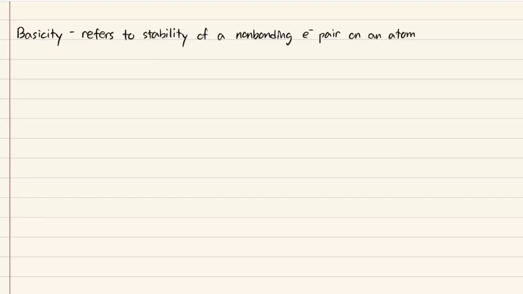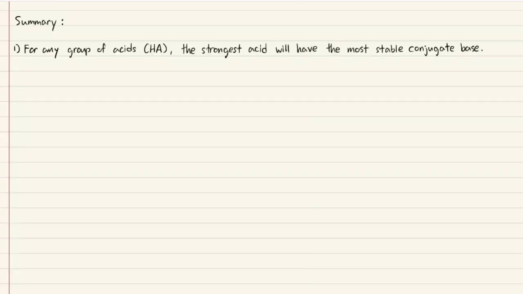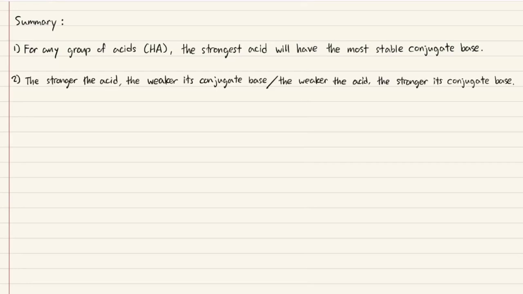Now let's discuss basicity. Basicity refers to the stability of a non-bonding electron pair on an atom. Therefore, the more stable a pair of non-bonding electrons is, the less basic it will be. Conversely, the less stable a pair of non-bonding electrons is, the more basic it will be. In summary, for any group of acids, HA, the strongest acid will have the most stable conjugate base. Additionally, the stronger the acid, the weaker its conjugate base, and the weaker the acid, the stronger its conjugate base.